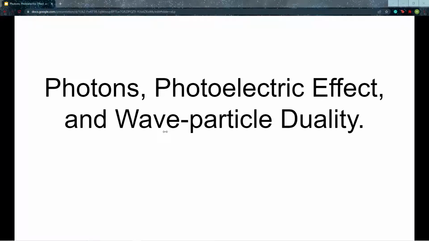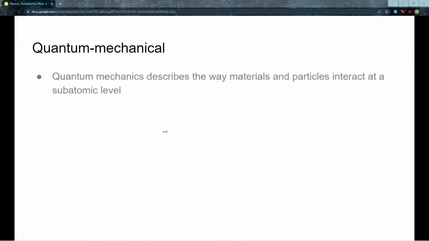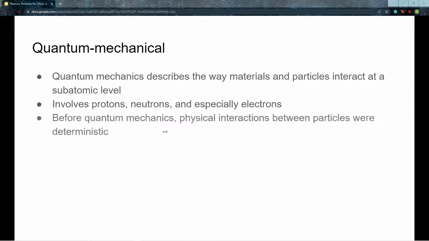Alright, so today we're going to be discussing photons, the photoelectric effect, and wave-particle duality. To start, we'll discuss the quantum mechanical model. Quantum mechanics describes the mechanics or behaviors of materials and particles at a subatomic level. This includes the subatomic particles protons, neutrons, and especially electrons.